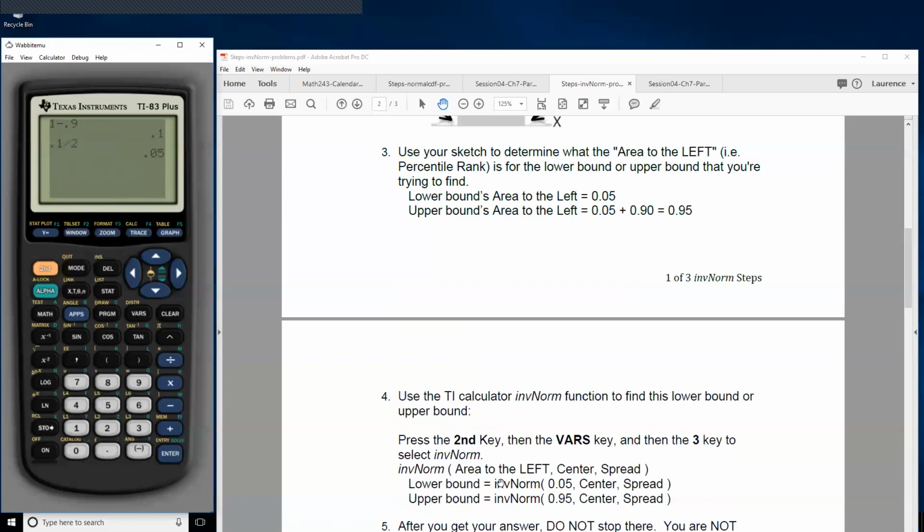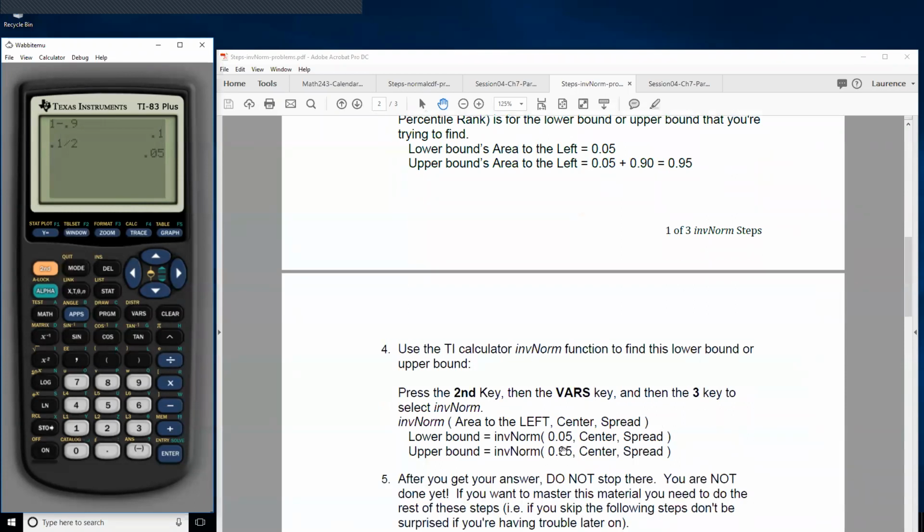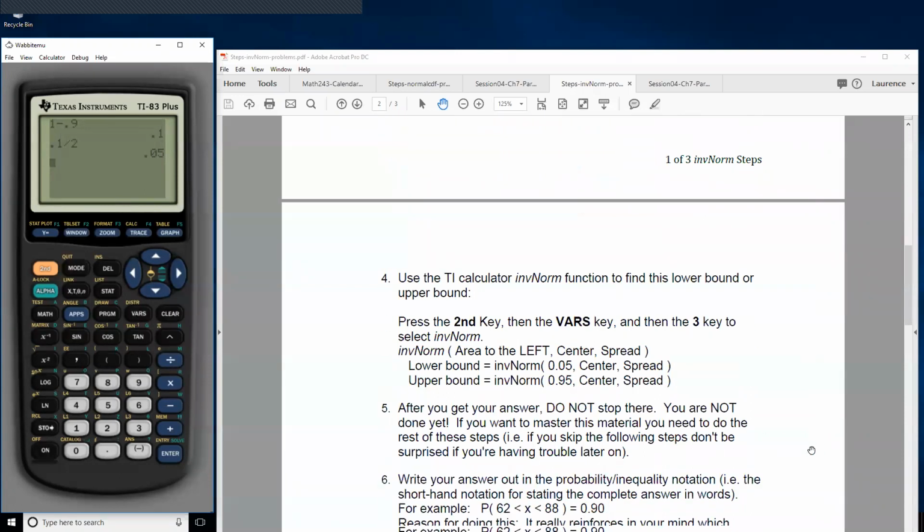So remember, inverse norm gives you a data value, a point on the number line. What does normal CDF give you? An area under the curve. So focus on that, and when you get an answer, reinforce yourself and put it in your sketch so you're super clear which numbers are points on the number line or data values and which numbers are areas under the curve or probabilities or proportions of the population. And here's your upper bound with its area to the left and center and spread. But that will be your lower bound and upper bound for your interval.